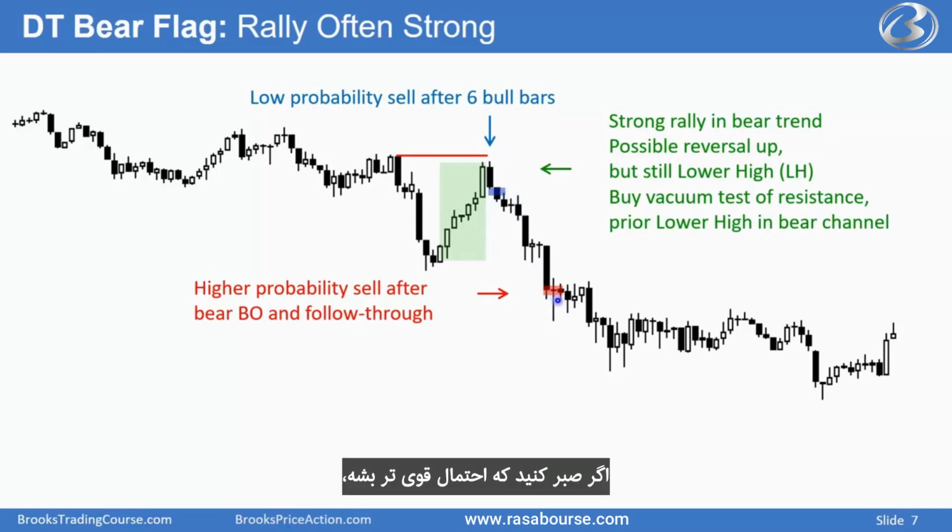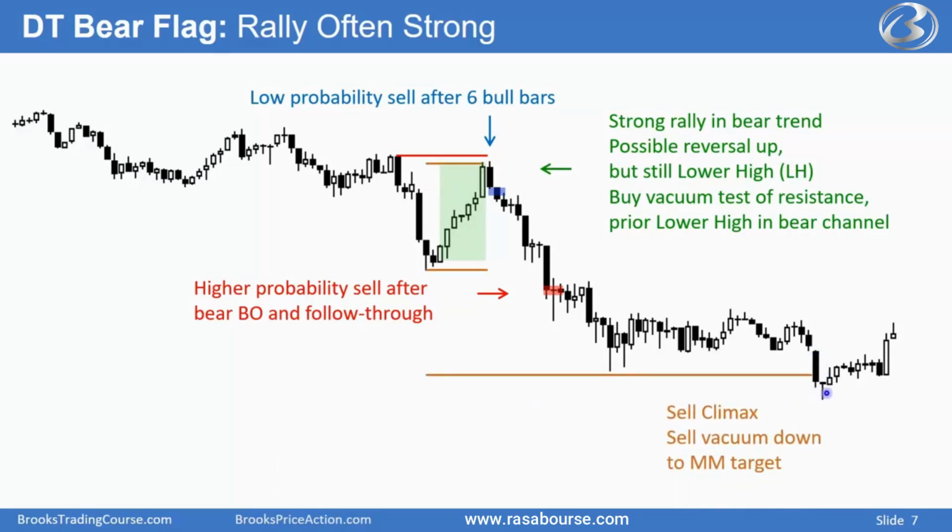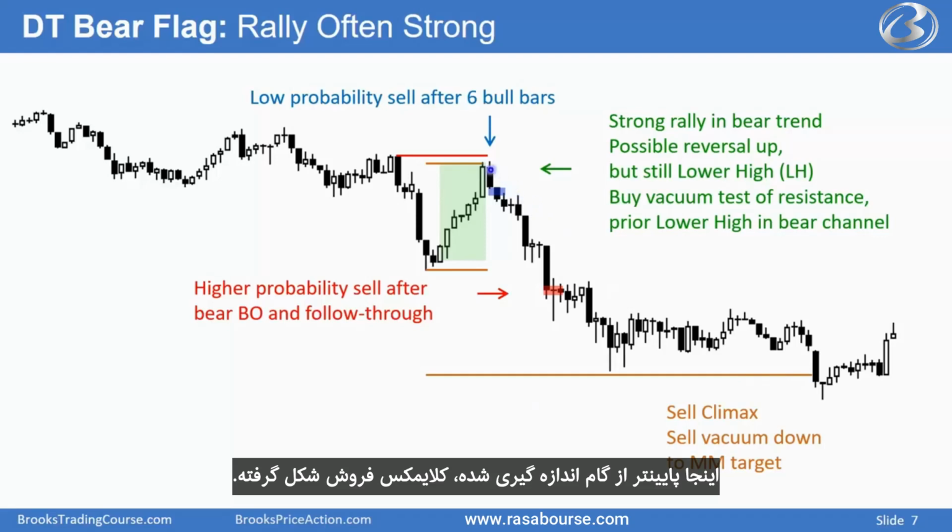If you wait for a much higher probability short, your stop, maybe it's here, maybe it's here, maybe it's all the way up here. So your stop might be all the way up here. You're risking more, but you have a higher probability of a profit. That's a good trade-off. A sell climax down below the measured move.